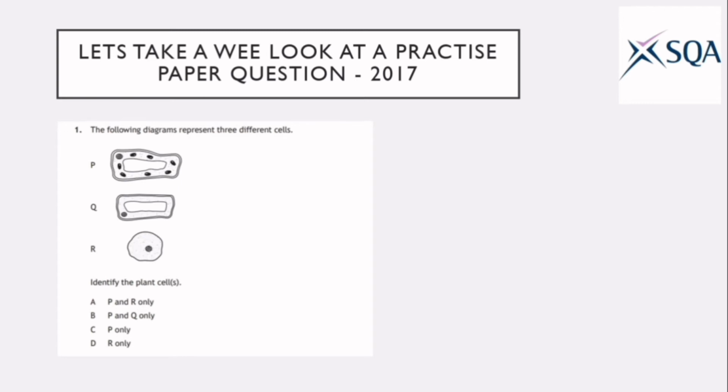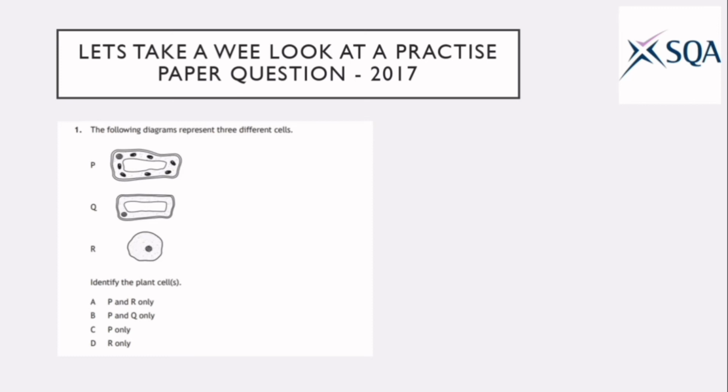Underline keywords or phrases in the question. Then you're going to eliminate the obviously wrong answers first. For the short answer questions, always make sure that you check the number of marks that are available. If this is a 5-mark question and you're only putting a couple of words, you're not going to be able to achieve your potential there.